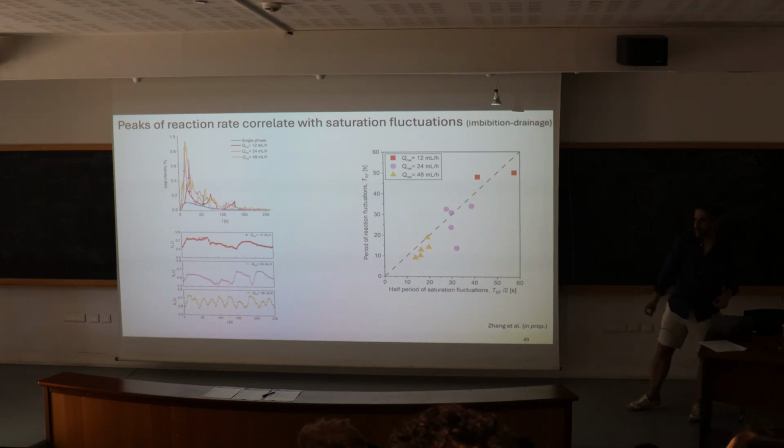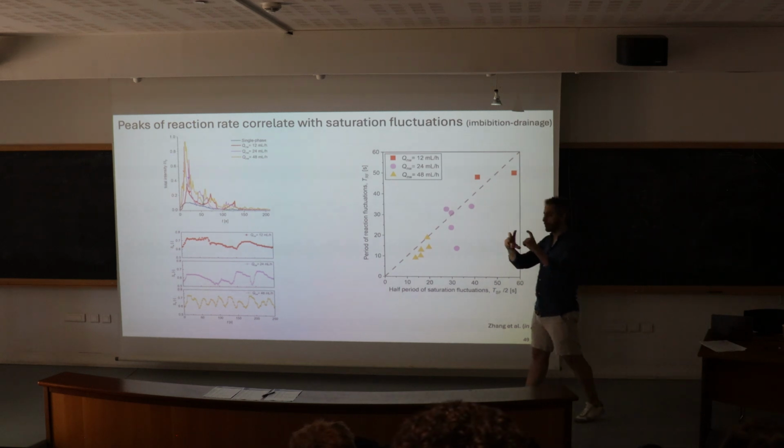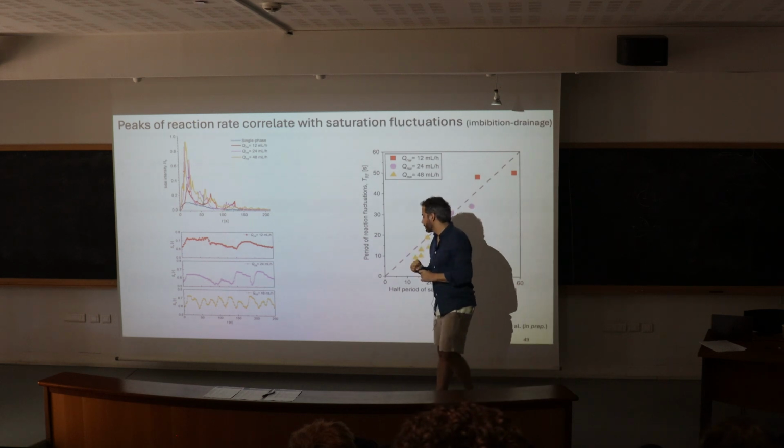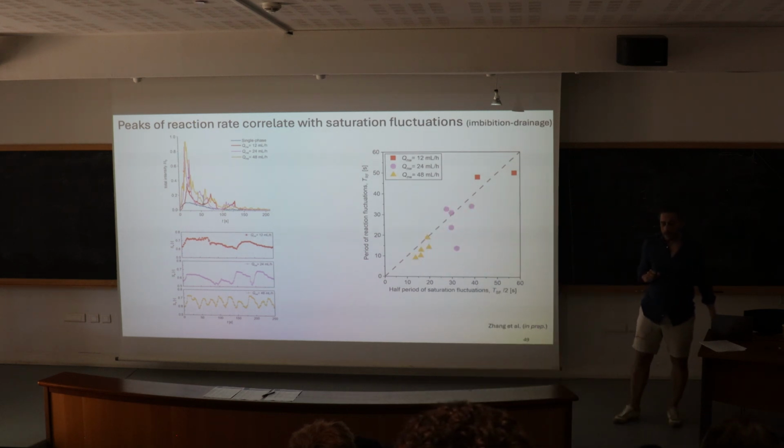No question. What we see here, is it what happens at the outlet of your domain, or is it a laboratory? It's the saturation computed in the entire image. Why don't you use a correlation instead of period matching?